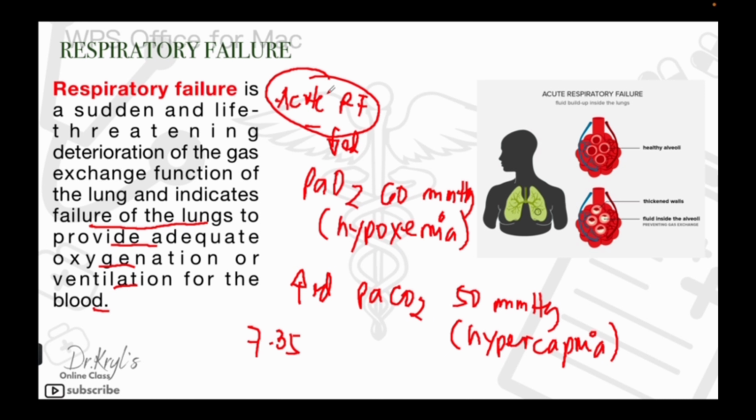Chronic respiratory failure, okay, is a deterioration in the gas exchange function of the lungs that has developed insidiously or has persisted for a long period after an episode of acute respiratory failure. Okay? So, there will be no chronic respiratory failure if the patient did not go through a long period of acute respiratory failure. Okay?